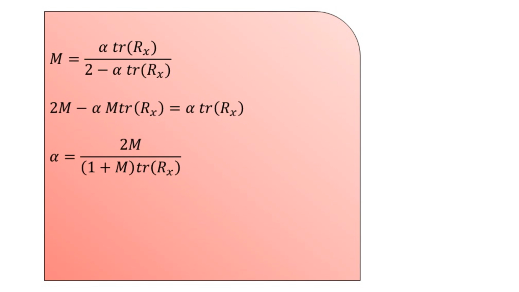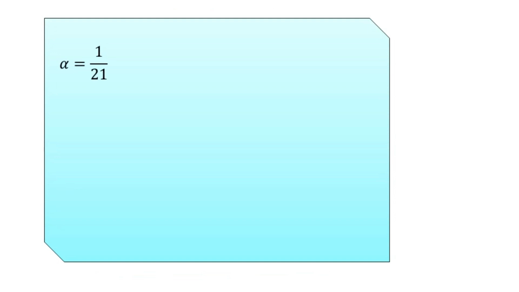In the given problem statement, the misadjustment capital M is equal to 0.05, and the trace of the autocorrelation matrix R_x is equal to 2 times R_x of 0. R_x of 0 is equal to 1, and multiplied by 2 it is simply 2. So Tr of R_x is equal to 2. We put these into the equation for alpha: twice M divided by 1 plus M, multiplied by Tr of R_x. All the unknown parameters on the right hand side are now known, and substitution of the values gives alpha equal to 1 upon 21.